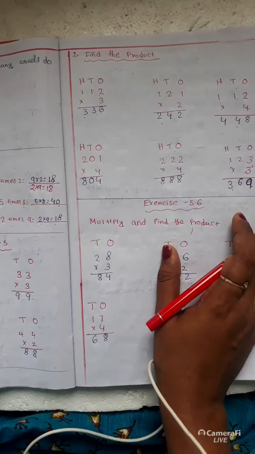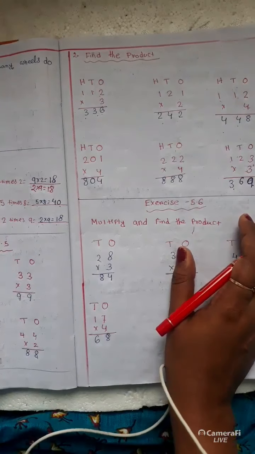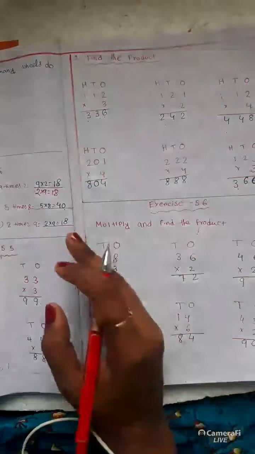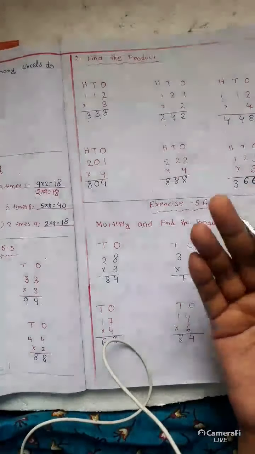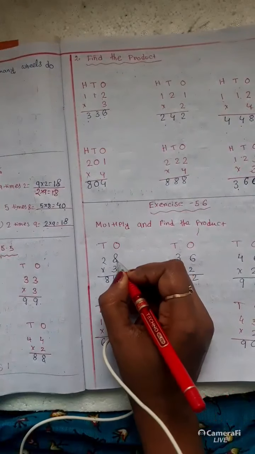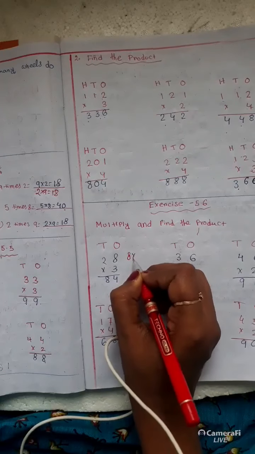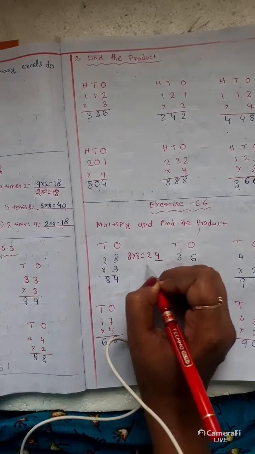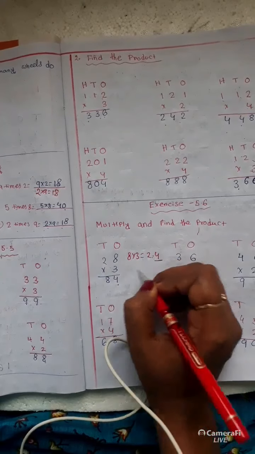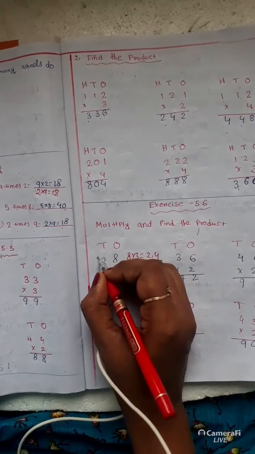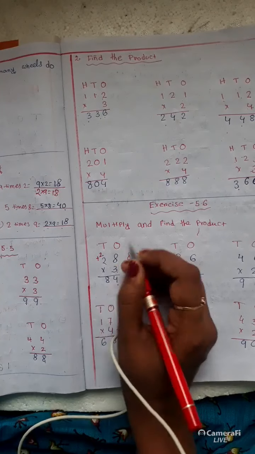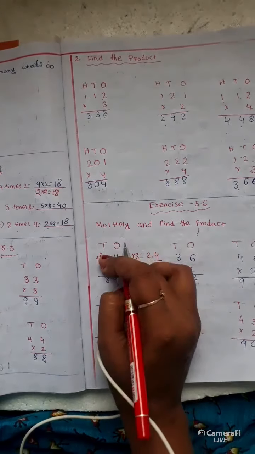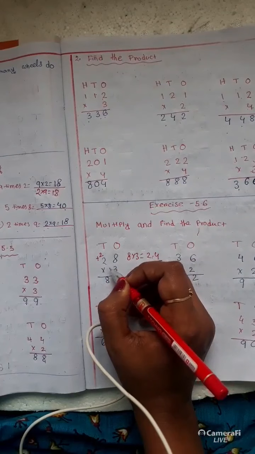Now a very important thing is about to come. What is that? This is multiplying with carrying over. So 8 into 3 is 24. I will write 4 over here, and what to do with the 2? I will add this in tens place. When I multiply the tens place, whatever number comes, I will add that particular number with 2. First let me finish it.